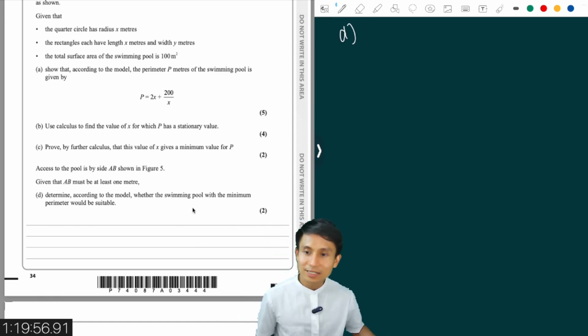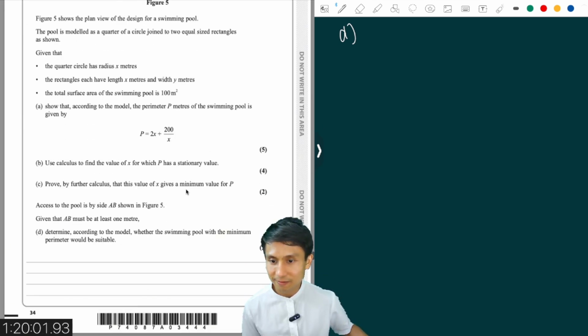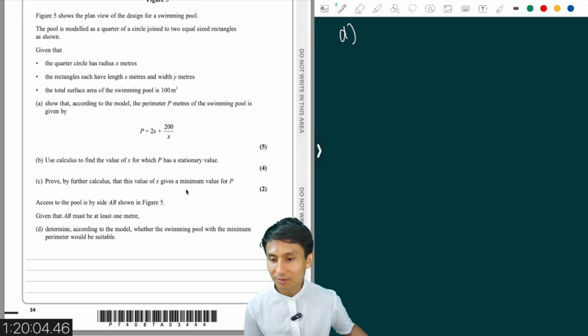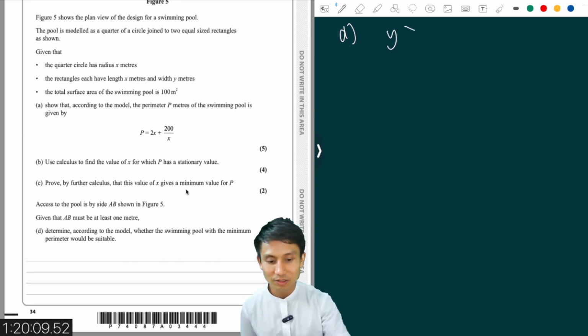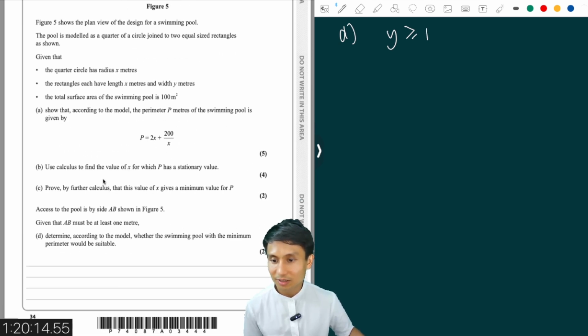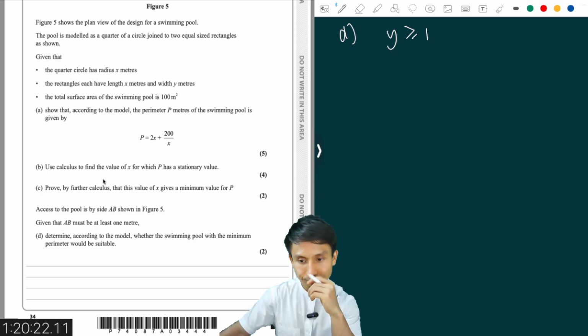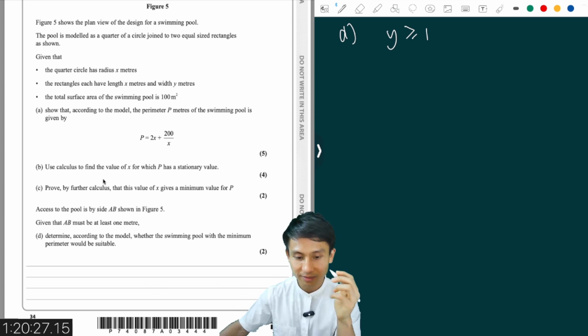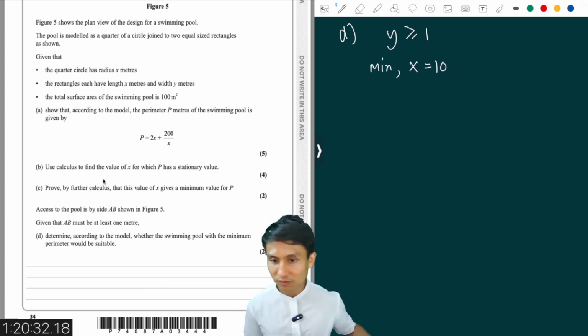Access to the pool is by side AB shown in figure 5. By side AB, yeah, okay. It's like the entrance. Given that AB must be at least 1 meter, that is y must be at least 1 meter there. Yeah, because AB is y. Determine, according to the model, whether the swimming pool with the minimum perimeter would be suitable. With the minimum perimeter, it's just when x equals 10, okay? So minimum occurs at x equals 10, right? Because we just found it.